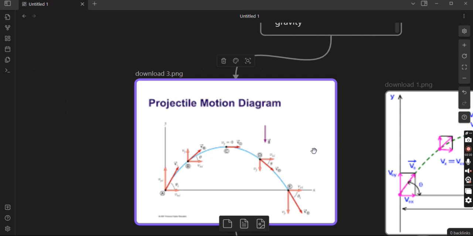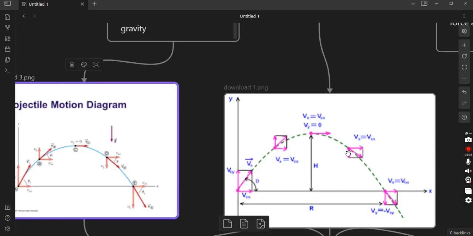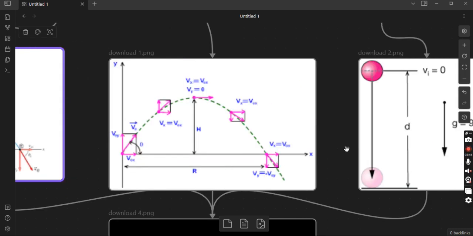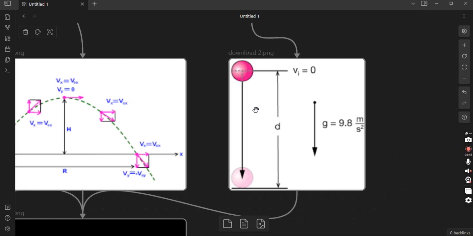Okay, then let me explain the trajectory. On the trajectory, there's nothing more to explain here, guys. It's a diagram which shows the path of the projectile motion. Okay, finally, we have an example of the free fall. As I said, an object is said to be in free fall when gravitational force is the only force acting on that object.